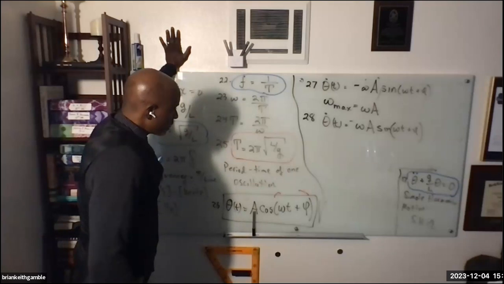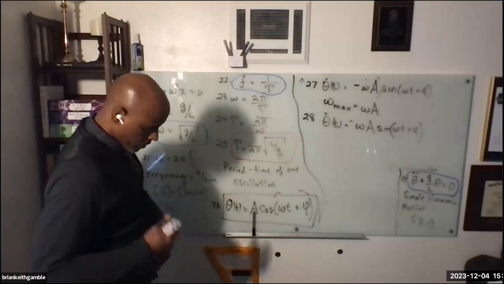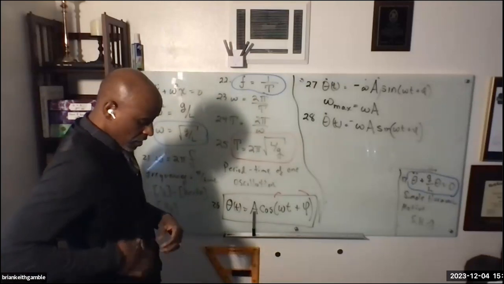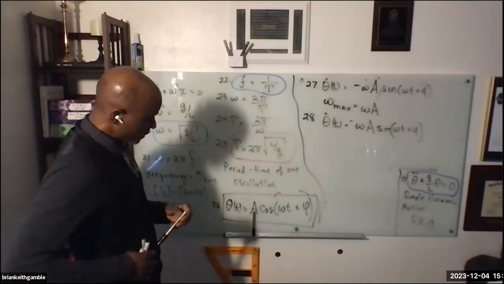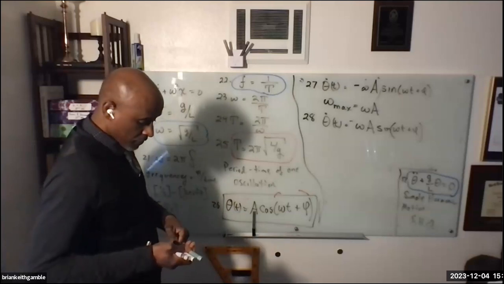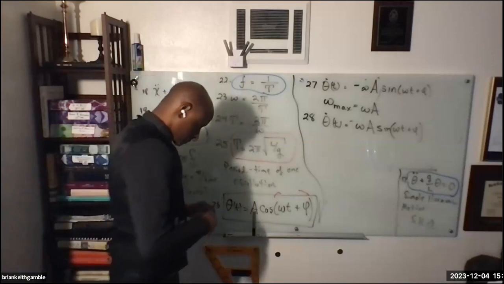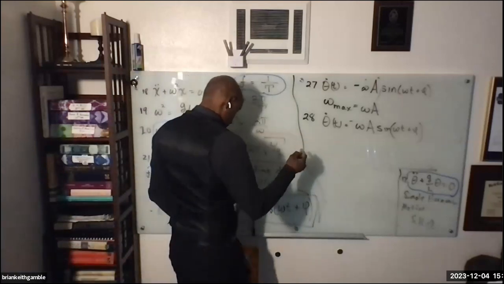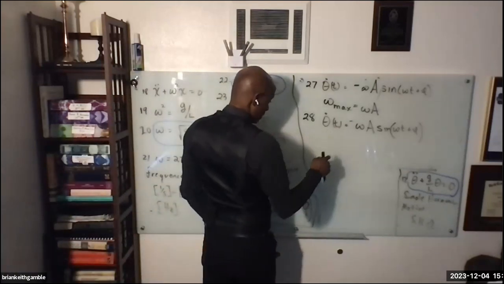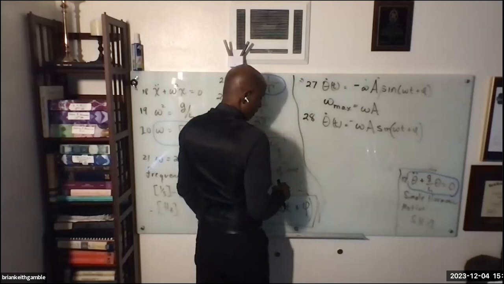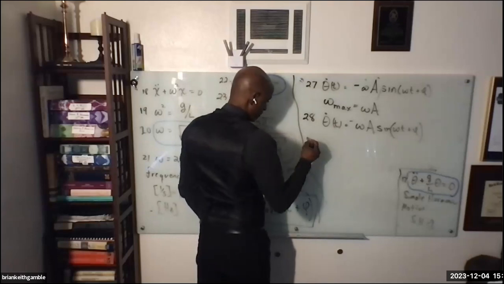And of course, if we take the derivative again, the derivative of sine is cosine, which indicates another phase shift. So the acceleration is out of phase with the velocity.